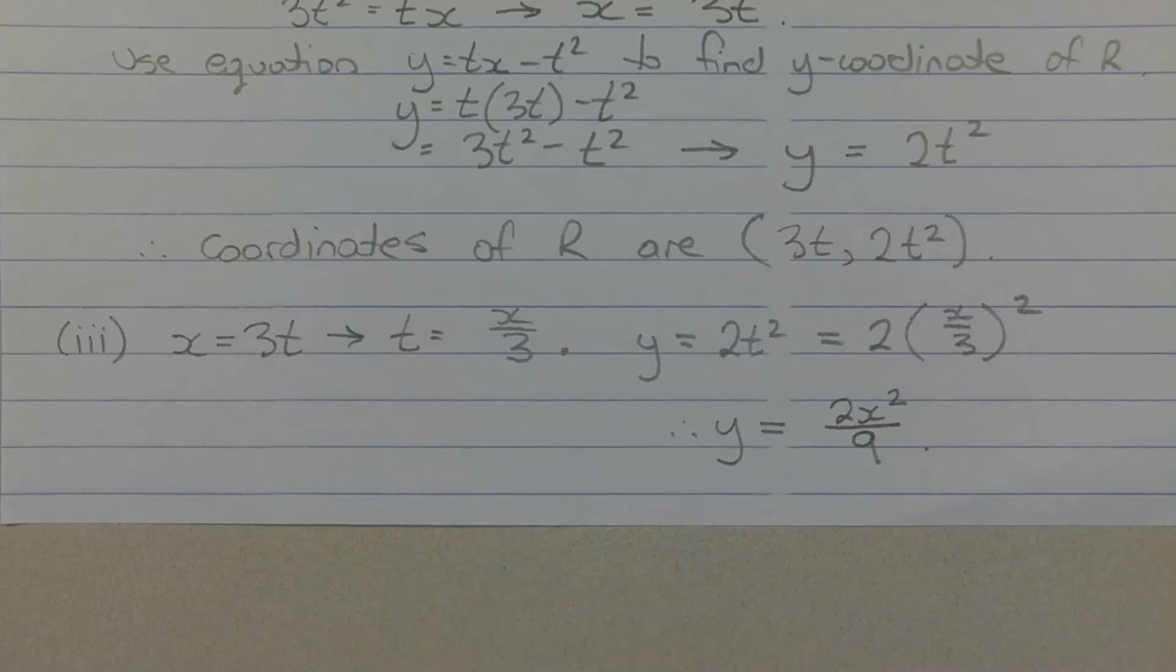Now the Cartesian equation directly links the y with the x, eliminating t altogether. So I'm going to substitute x over 3 for t here. So we get y is equal to 2t squared, which equals 2 times (x over 3) in brackets squared, and expanding the brackets, we get the Cartesian equation y equals 2x squared over 9.